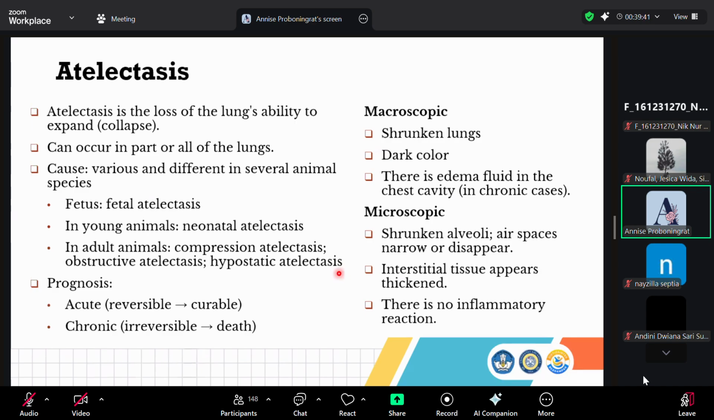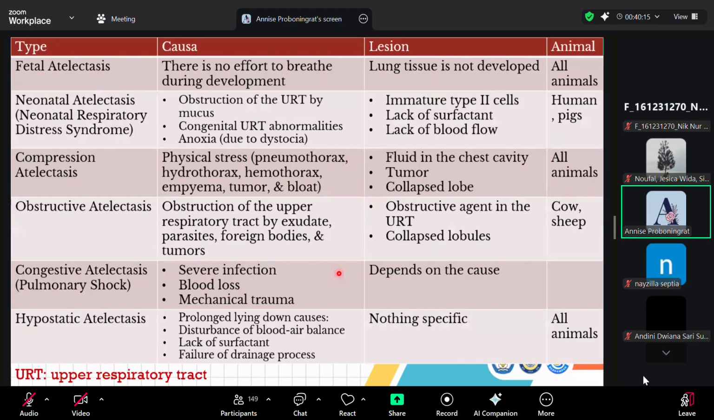The macroscopic lesion is shrunken lungs and dark discoloration of the lungs, and edema fluid in the chest cavity or hydrothorax. And the microscopic lesion: shrunken alveoli, air spaces become narrow or disappear, and the interstitial tissue appears thickened, and there is no inflammatory reaction.